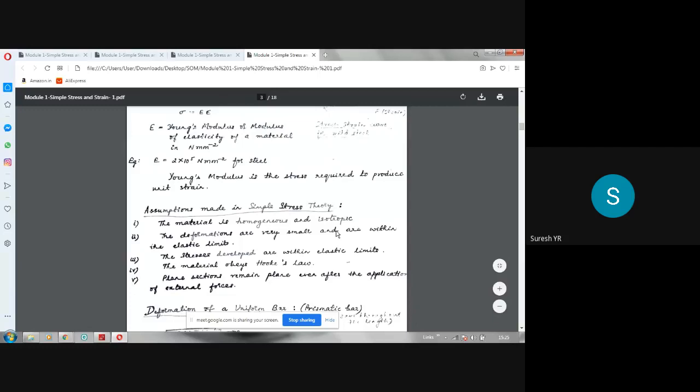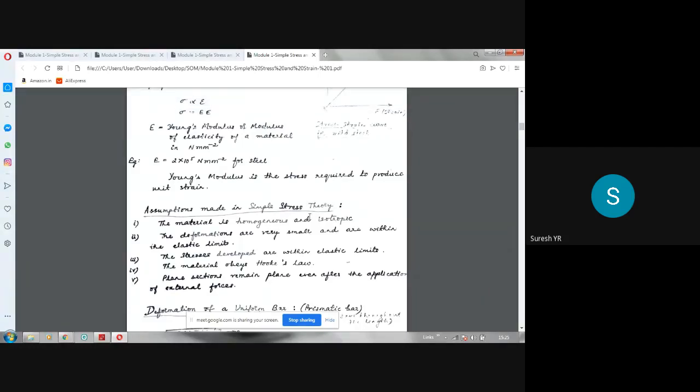Now some assumptions we are making in simple stress theory. The material is homogeneous and isotropic. Homogeneous means the physical property of the material is the same in all three directions, x, y, z. Isotropic means the elastic properties, Young's modulus, Poisson's ratio, all those things, are constant in all three directions. Deformations are very small and within the elastic limits, meaning we are applying simple stress theory only within Hooke's law. The material is assumed to be in the elastic state, so stresses developed are within elastic limits. The material obeys Hooke's law. Plane sections remain plane even after the application of external forces.